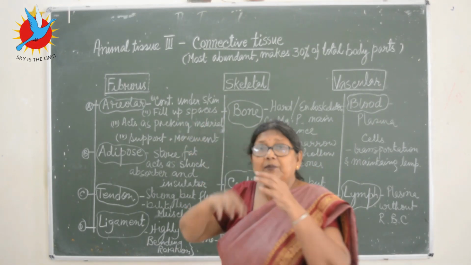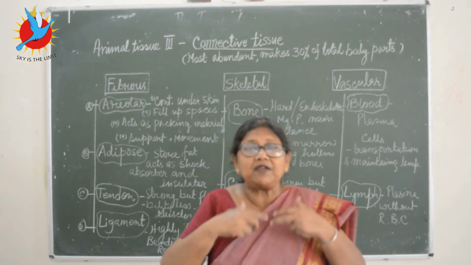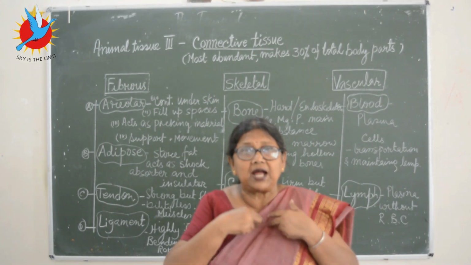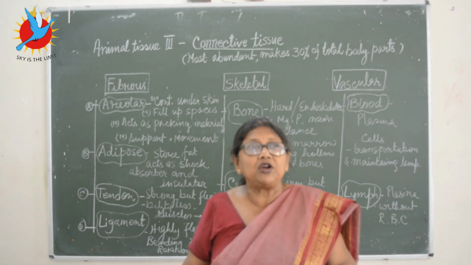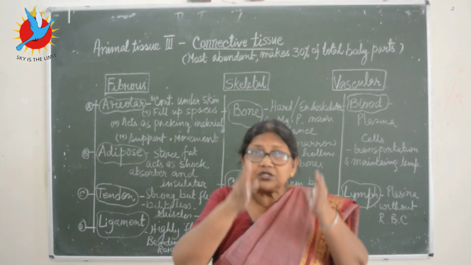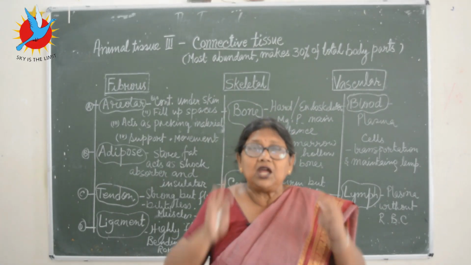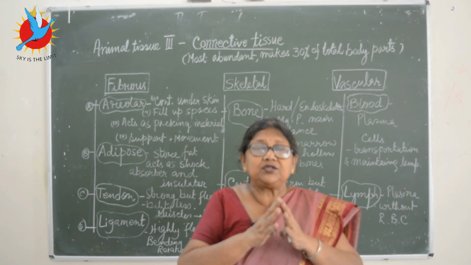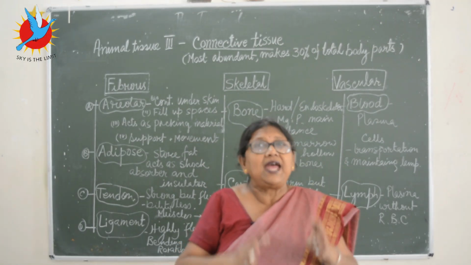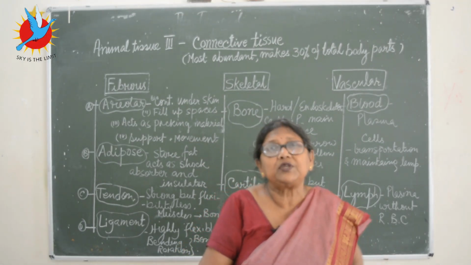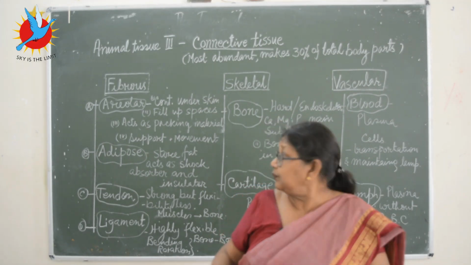Second point, it fills up all the empty spaces. Suppose we have different organs inside the body. We have heart, lungs, and the different organs of the digestive system. There is no space empty, no hollow in between. Every part is packed so that everything is in the right space. And that special tissue is known as the connective tissue.